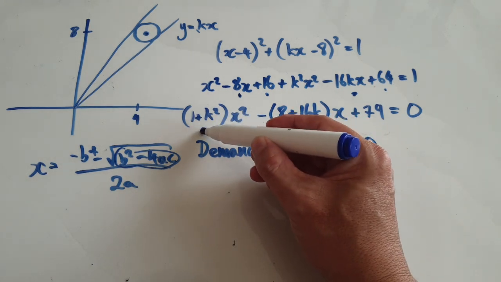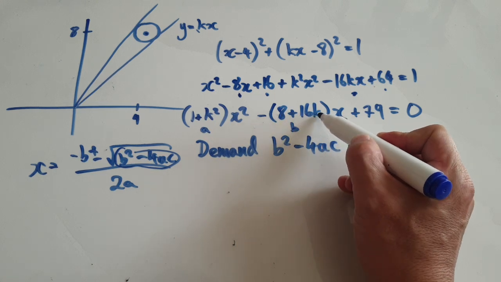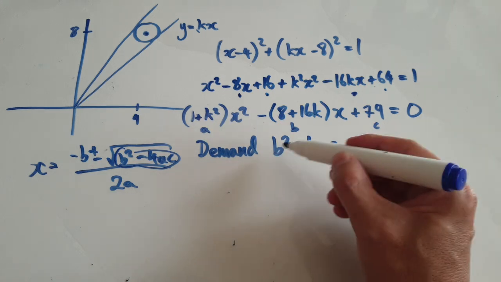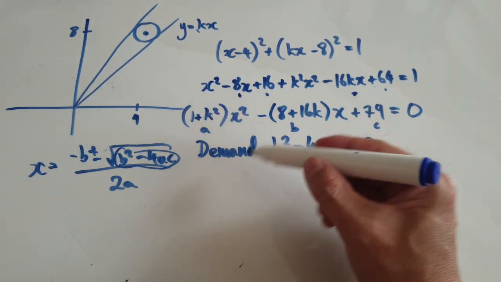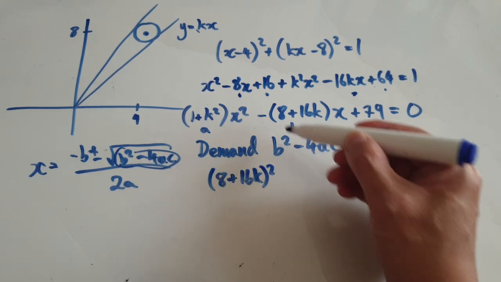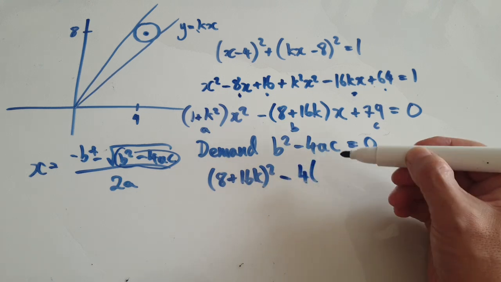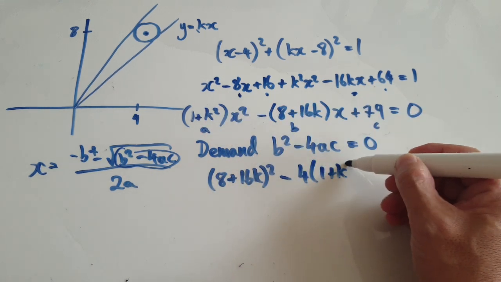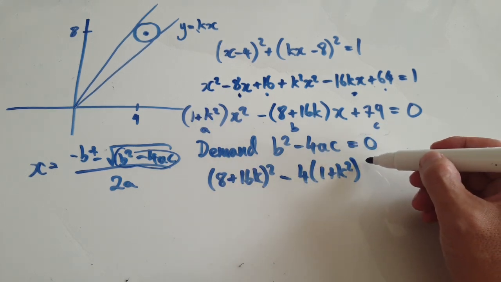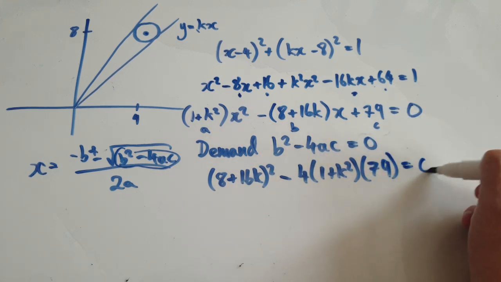So now this is our a, this is our b. Our b is actually minus 8 plus 16k, and our c is 79. So b squared would be (8 plus 16k) squared. I know there's a minus there, but when you square it, the minus disappears. Minus 4a, where a happens to be 1 plus k squared, and then c is 79, equals 0.